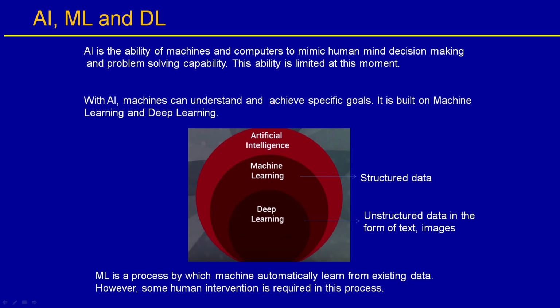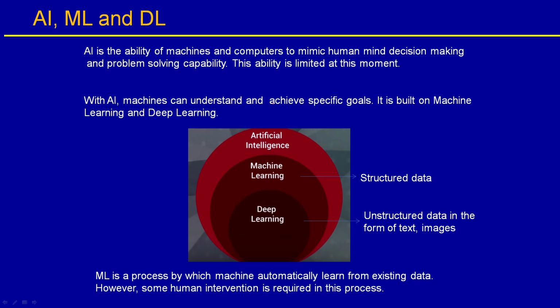So, we are using AI every day, but you have to understand that the ability of AI is very limited at this moment. It can only mimic some human decision-making and problem-solving capability, but still we are far behind as far as the human brain capability is concerned. So, AI can allow machines to understand and achieve specific goals for specific tasks. Remember these words. We want to achieve specific performance for a very specific task. Performance has to be linked with task. We cannot talk about performance in the abstract, and that is basically the major aspect of machine learning.